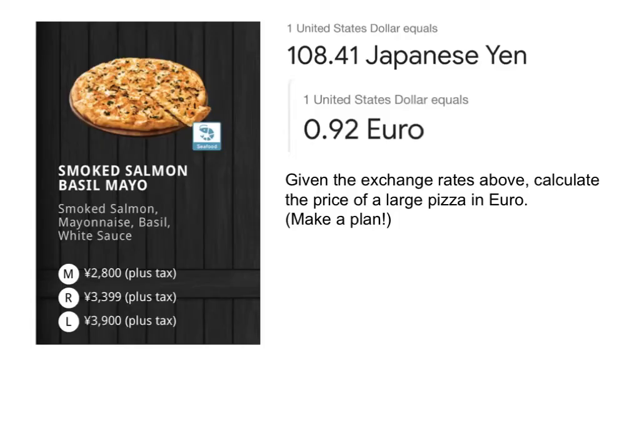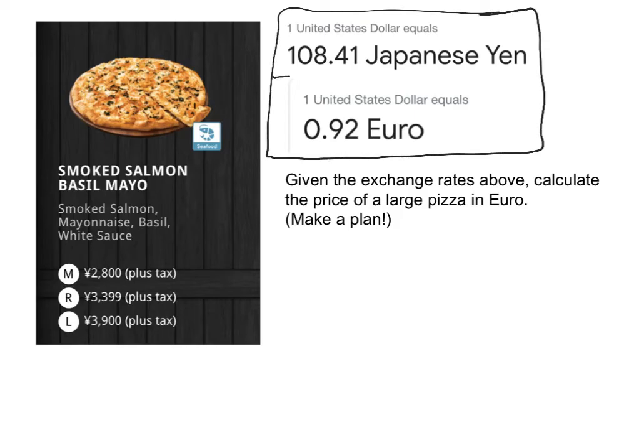The final example we want to look at is an application where we may not have a direct exchange rate between two currencies, so we need an intermediate exchange rate or an intermediate step, very much like what we saw previously. And what we're looking at here is from Domino's Pizza in Japan. I recently learned that Domino's has some really interesting pizzas in Japan, evidenced by a smoked salmon and basil mayo pizza. I kind of go back and forth on whether I think that sounds good. But what we want to do is use the exchange rates that are given to us.